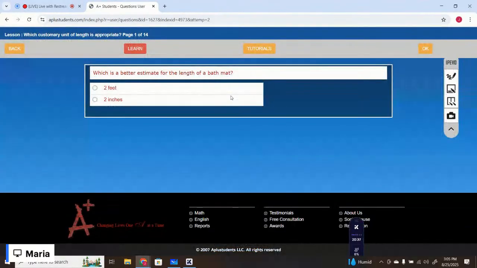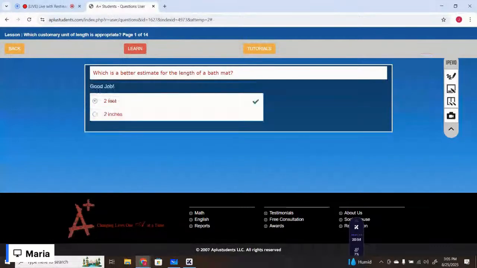Which is a better estimate for the length of a bath mat? That is 2 feet or 2 inches. So 2 feet is too small. It would be 2 inches. Sorry, 2 inches is too small. It would be 2 feet. Option number one is the correct option.